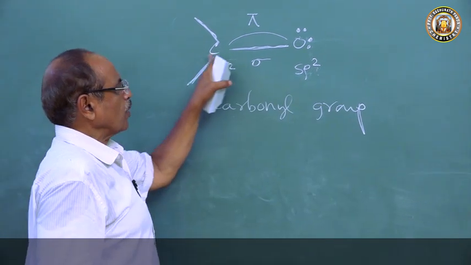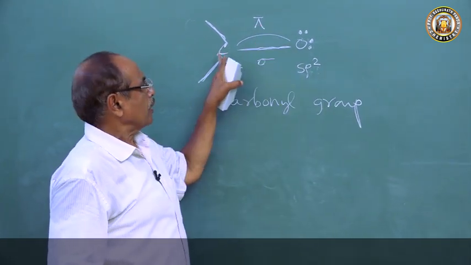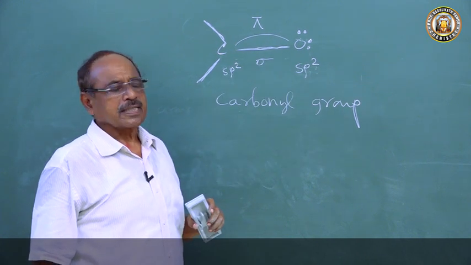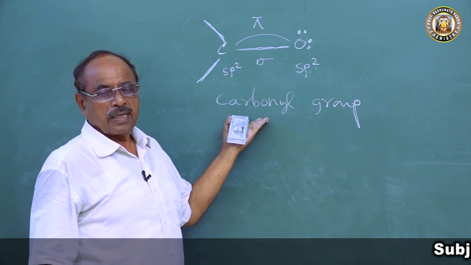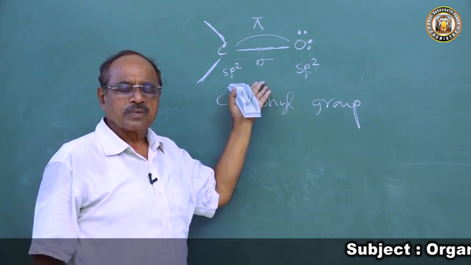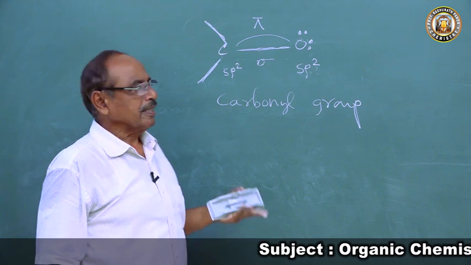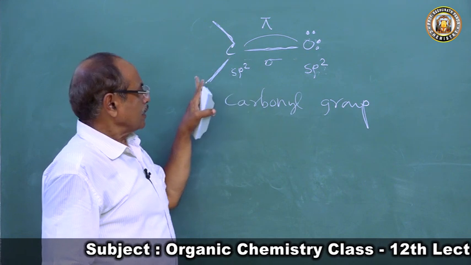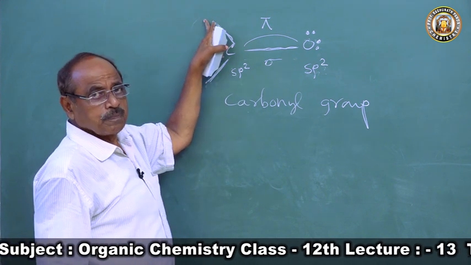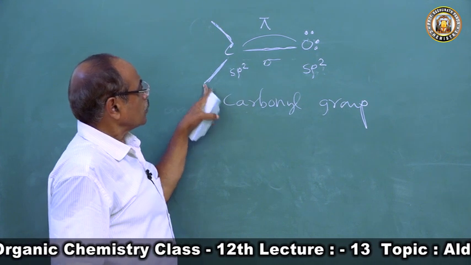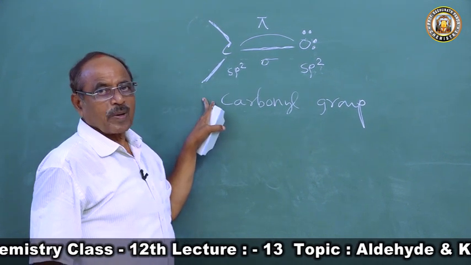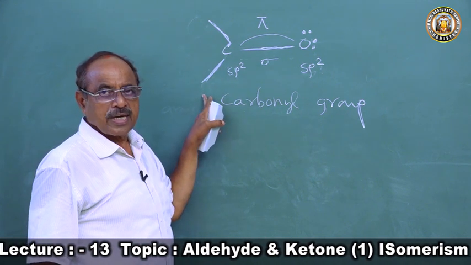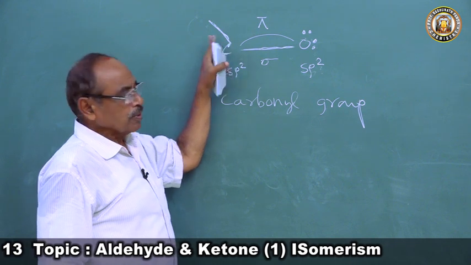When the carbon atom is bonded to oxygen by a sigma and a pi bond, in which both carbon and oxygen are in the sp2 hybrid state, it is called a carbonyl group. And compounds containing the carbonyl group are called carbonyl compounds. That means these are the two bonds. You will satisfy these two bonds by a hydrogen atom and an alkyl group, or by two alkyl groups. We can satisfy the two valencies of carbon by a hydrogen atom and an alkyl group.